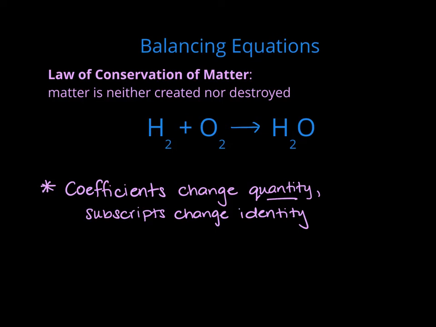So for example, if I were just to add a subscript 2 to my water, I would now have 2 oxygens on my reactant side and my product side, but now instead of my product being water, my product is hydrogen peroxide. So I've completely changed the identity of my product.